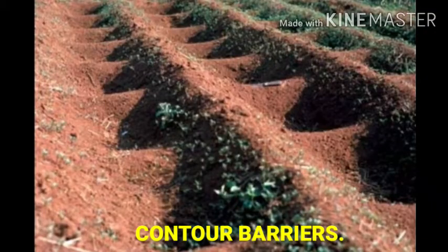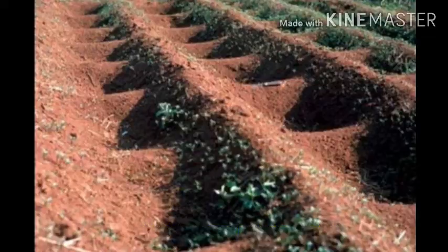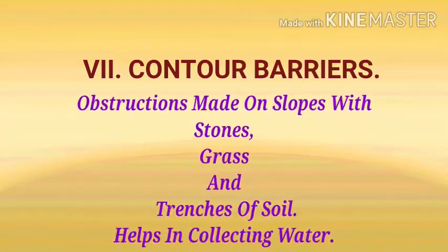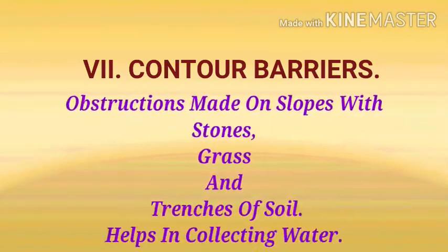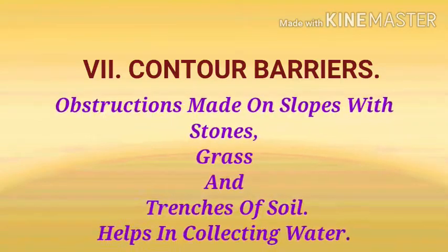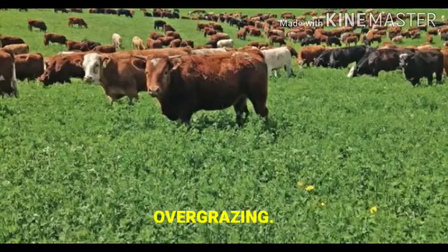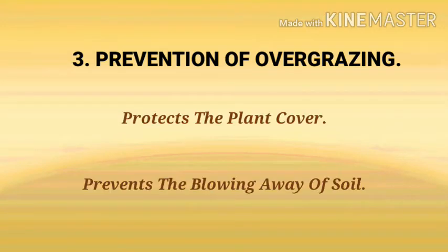Creating contour barriers, which are obstructions made on the slopes with the help of stones, grass, and trenches in soil, helps in collection of water, checks the flow of water and reduces the chances of soil erosion. Apart from the agricultural techniques, other methods can also be adopted for soil conservation, which include prevention of overgrazing by animals. This is done to protect the plant cover and disallow the soil from being blown away.